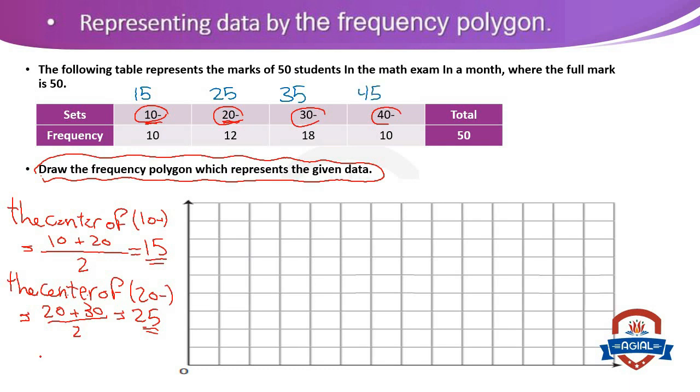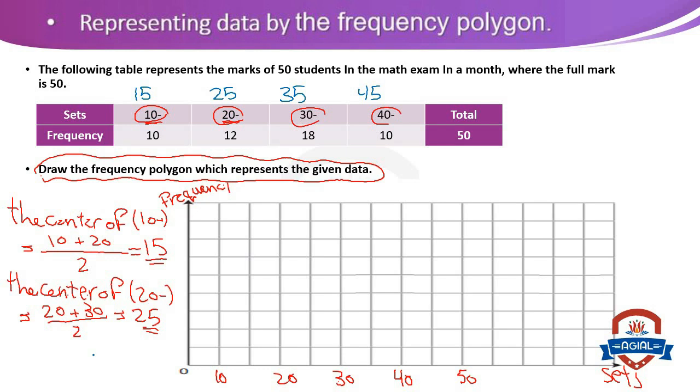Then we have to put our data on these two axes. We have the horizontal axis for the sets, and the vertical axis for the frequency. So we have the sets and frequency. We can put our sets on the horizontal axis, so we can start with the set 10, then we have 20, then we have 30 and 40 and 50, because the full mark equals 50.